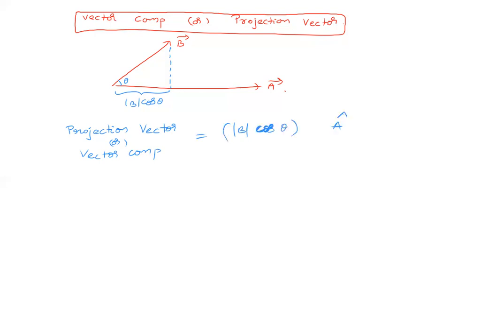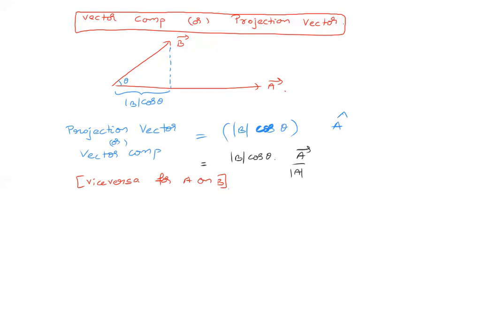So projection vector means projection times unit vector. The unit vector gives the direction, so that is a cap. So you simply do mod b cos theta times a cap, where a cap is a bar by mod a. You cannot simplify further. Similarly, vice versa it will be there for a on b.